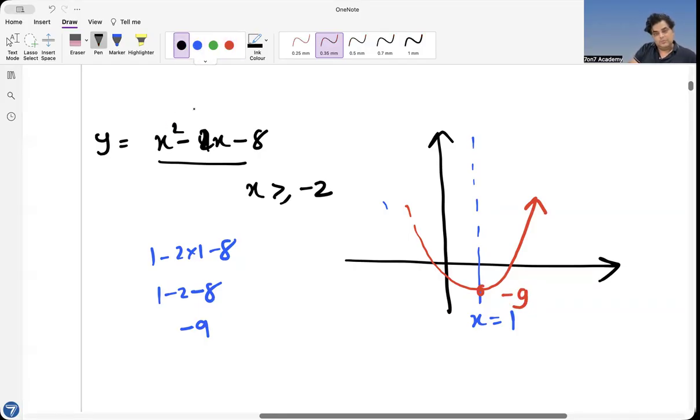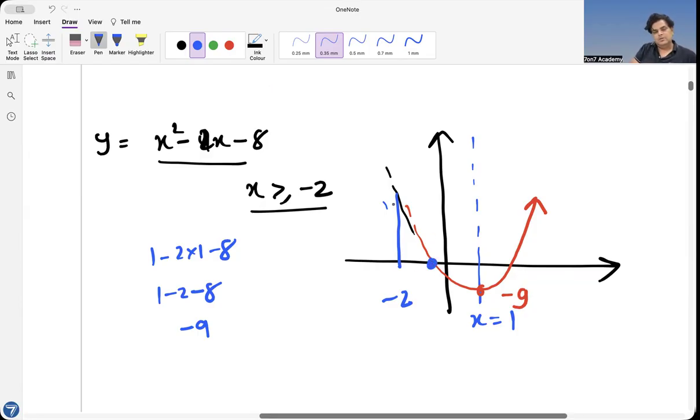हाँ वही तो बोल रहा हूँ ना. What it was: x you are starting from minus 2. So where is the minus 2? If you plug in minus 2 here, you get 4 plus 4 minus 8, which is 0. ठीक है. So when x is minus 2, the y value is 0.